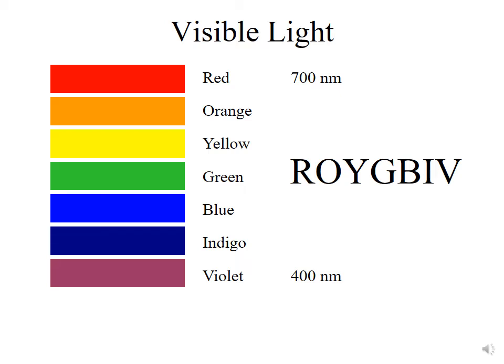Visible light is composed of 7 individual colors, which we can remember easily with the mnemonic Roy G. Biv: red, orange, yellow, green, blue, indigo, and violet. The red has the longest wavelength of 700 nanometers, and the violet has the shortest wavelength of 400 nanometers. And those are important quantities to remember. So the 400 nanometers is equivalent to 0.4 micrometers, and the 700 nanometers is equivalent to 0.7 micrometers.